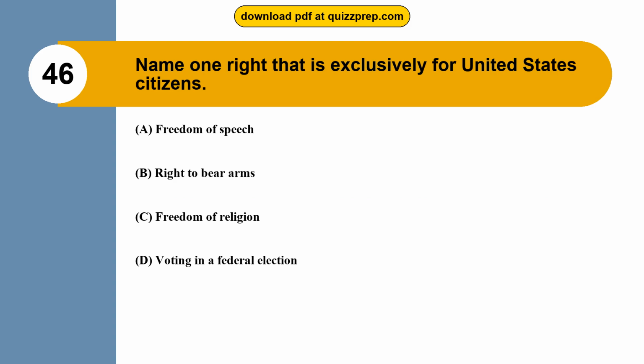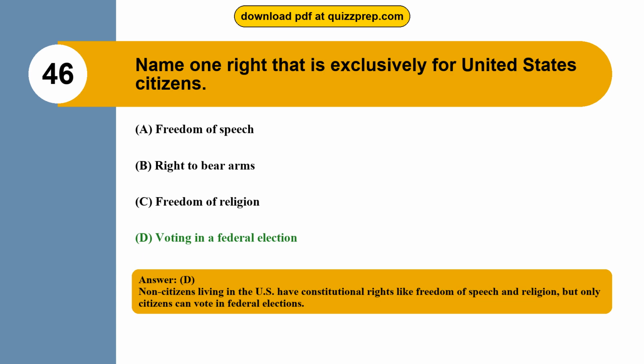Question 46. Name one right that is exclusively for United States citizens. Option A, freedom of speech. Option B, right to bear arms. Option C, freedom of religion. Option D, voting in a federal election. The correct answer is option D, voting in a federal election. Non-citizens living in the U.S. have constitutional rights like freedom of speech and religion, but only citizens can vote in federal elections.